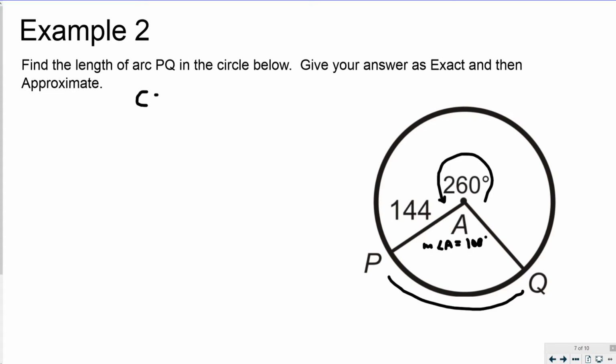So the circumference is equal to the diameter times pi. I know that the radius is 144.